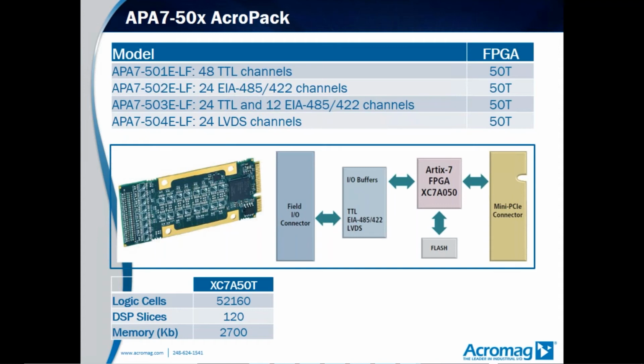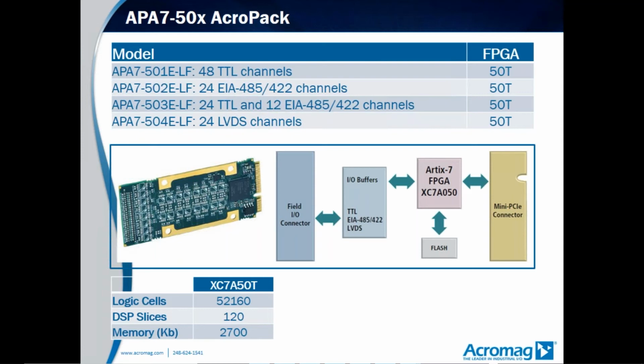And we're using an Artix 7 50T FPGA. This Artix 7 FPGA manages the PCI Express interface on one side, and then has the I/O buffers on the other side, and it can be either 48 TTL or 24 serial, or a combination of TTL and serial, or 24 low voltage differential signaling I/O.